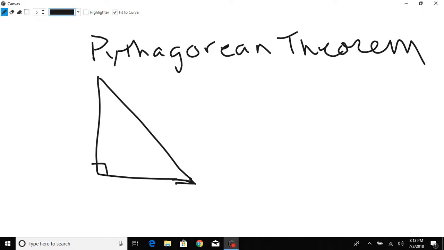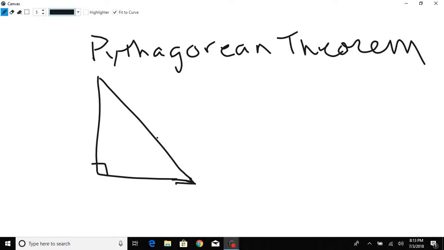And they came up with this idea. If you have a right triangle, you have three sides, of course. Two sides are going to be smaller than the third side. The third side is this one along here. This along here is called the hypotenuse.